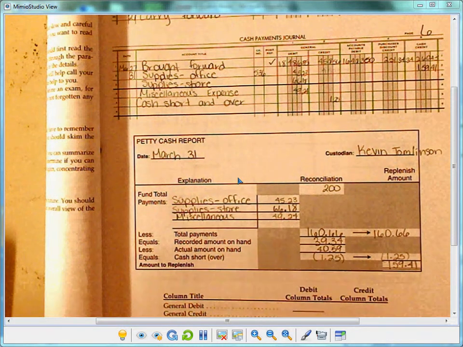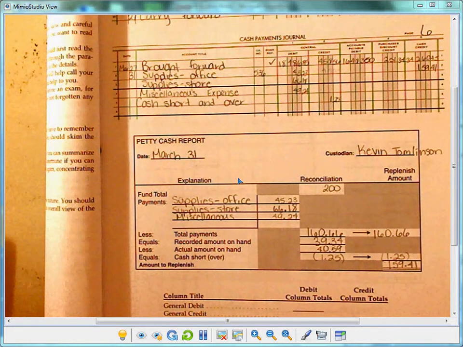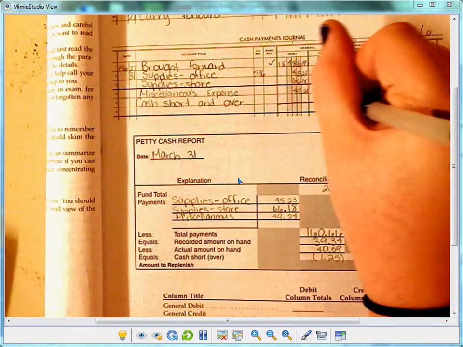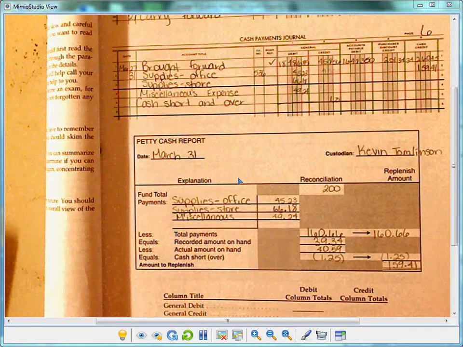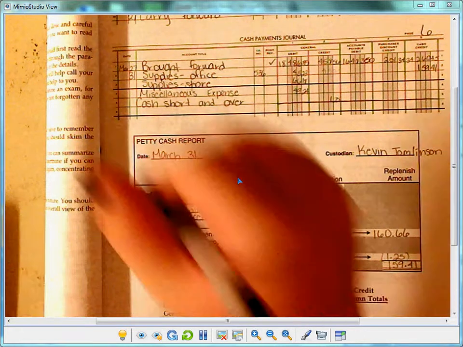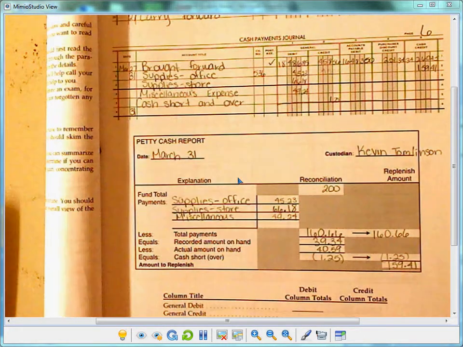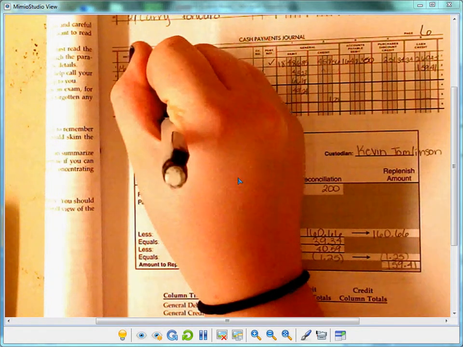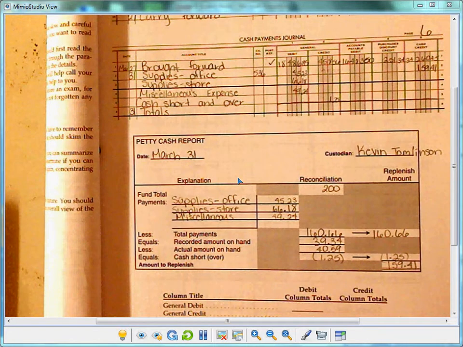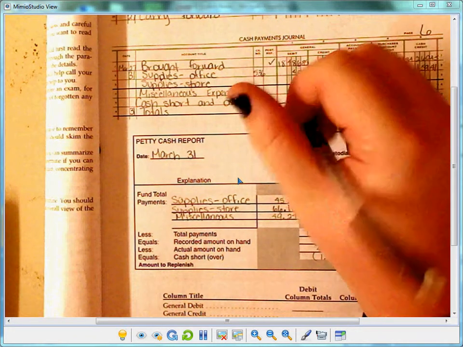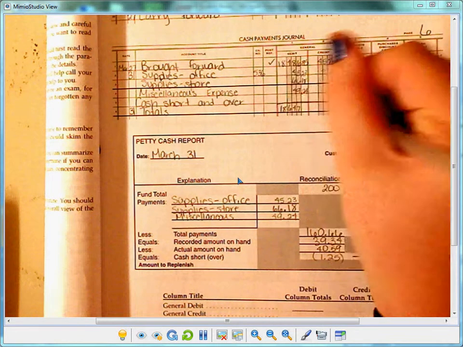Okay, and the last one we're going to do is total, prove, and rule the cash payments journal. So in our cash payments, we need a single rule across there. Our date is going to be the 31st. Account title will be totals. And so then we'll add up each of our columns. So our general debit is now $18,647.51.